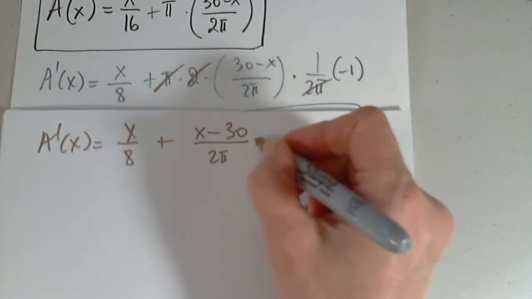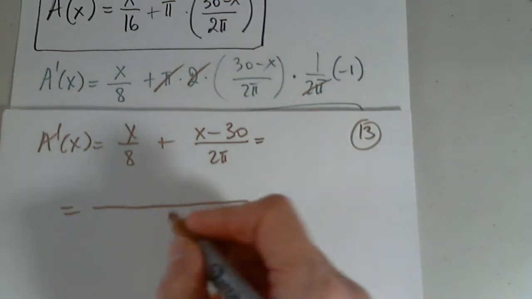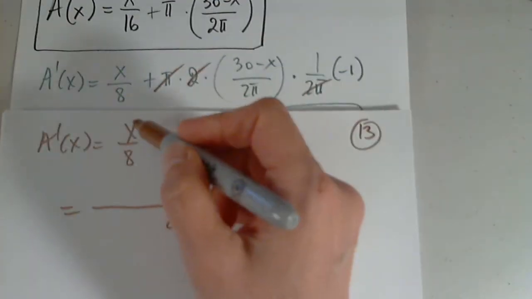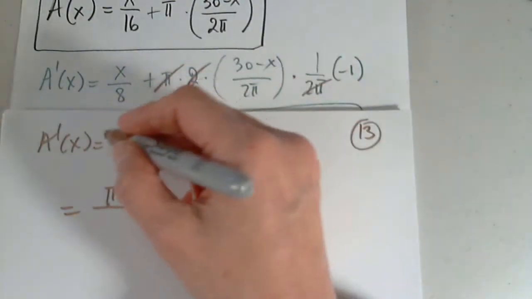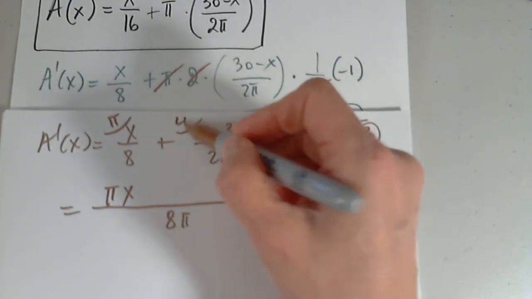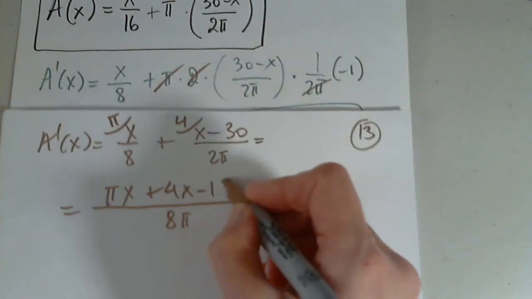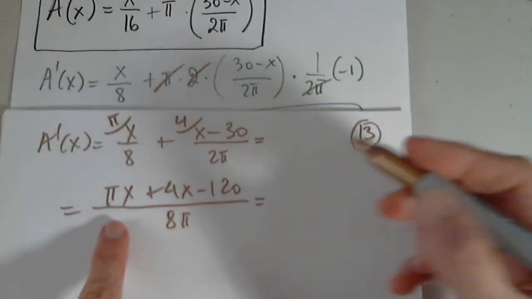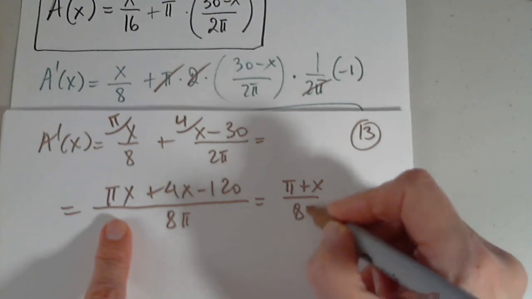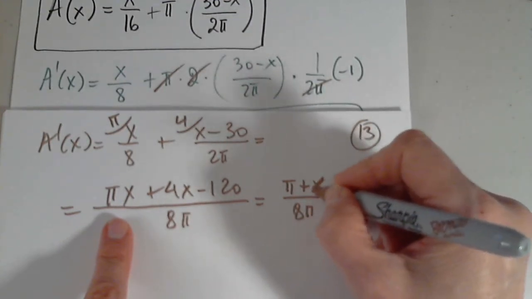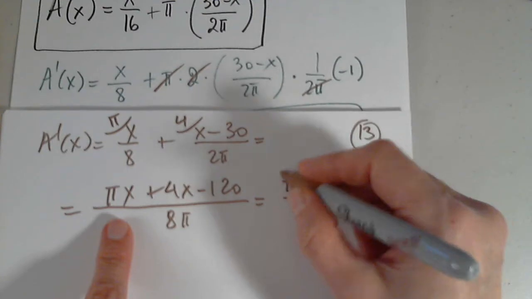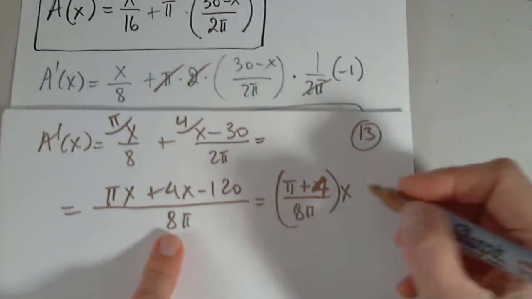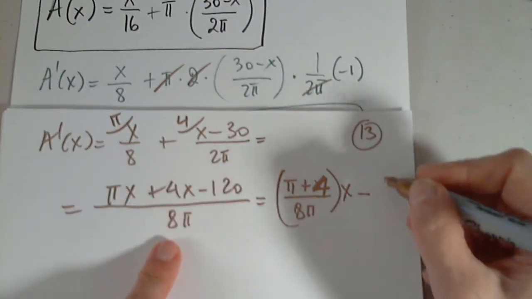Okay, now I have to find the least common denominator. I have no choice. So this is 8 pi, which means that this gets a pi, and this gets a 4. So plus 4x minus 120. I will separate it, and I have pi plus 4 outside, x over 8 pi, minus 120 over 8 pi.